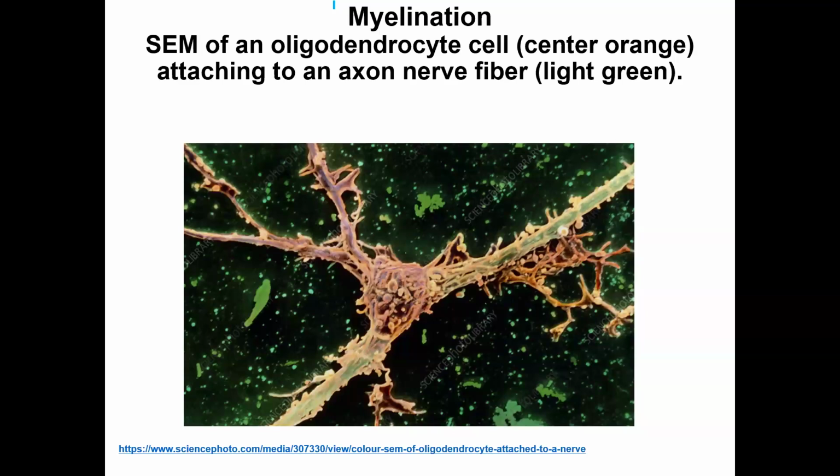Here is another cool picture of a scanning electron microscope view of an oligodendrocyte cell. And this oligodendrocyte is the orange that you see here. And it's attached to an axon nerve fiber in the light green. So see the light green here, and then the orange kind of surrounding it, insulating it. To me, it kind of looks like a tempura green bean, right? But nope, it is an oligodendrocyte and the axon fiber underneath.